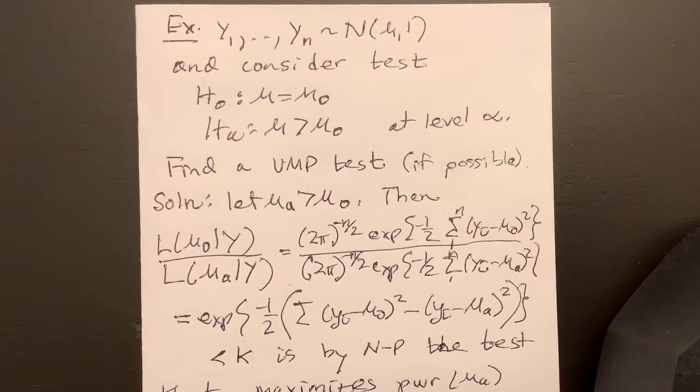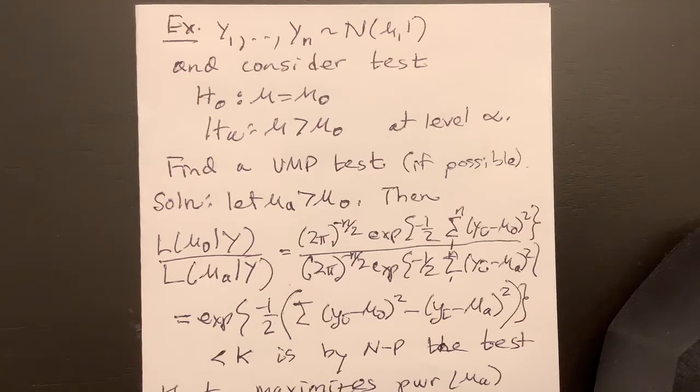If you remember, maybe you're watching this right away and it's still fresh, but in case it's not, we were looking at this example where we have a normal distribution with a known variance and unknown mean, and we're trying to test the alternate hypothesis that mu is greater than mu zero at level alpha. I'm insisting on level alpha. The probability of type 1 error has to be set to alpha. And we want to find, if possible, a UMP test.